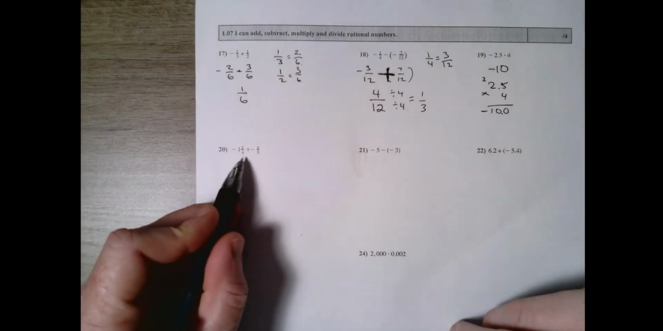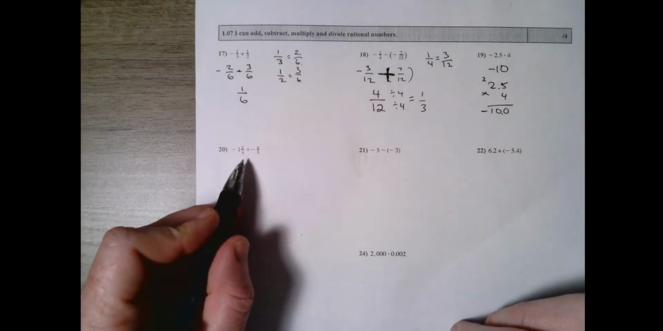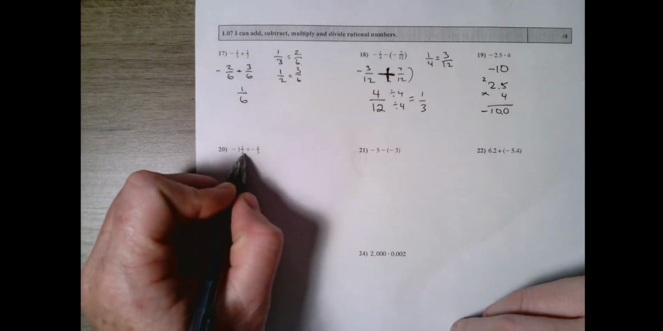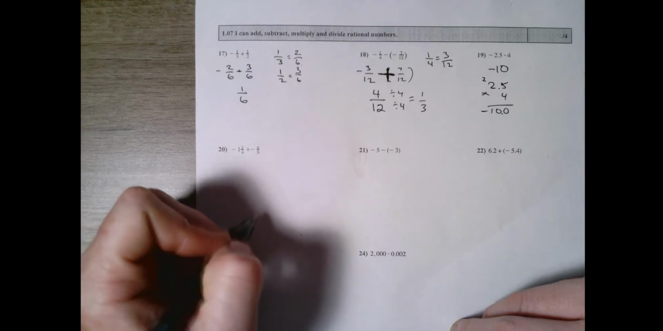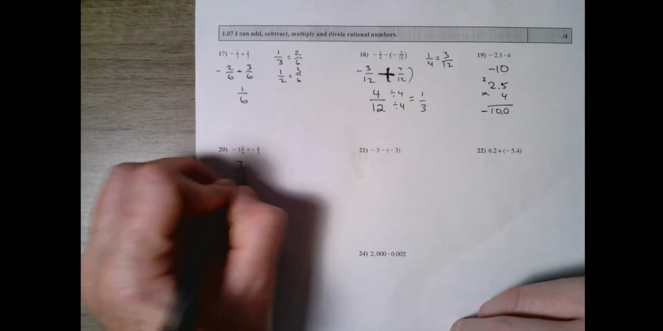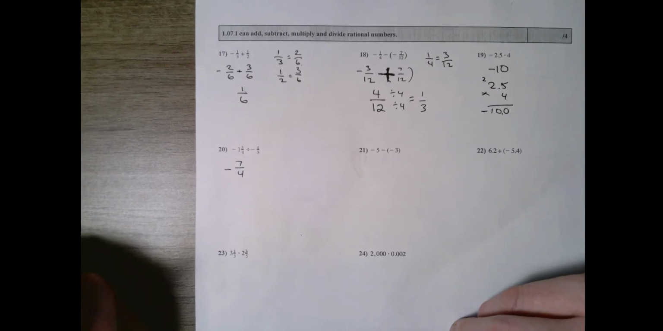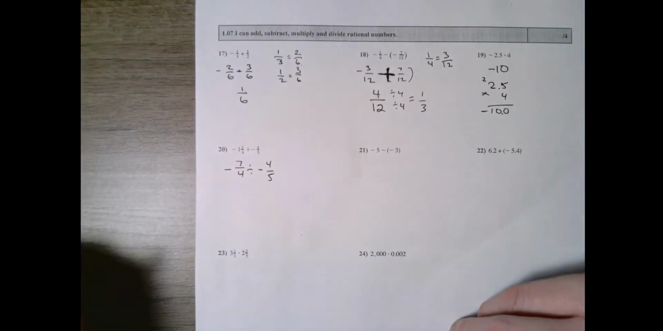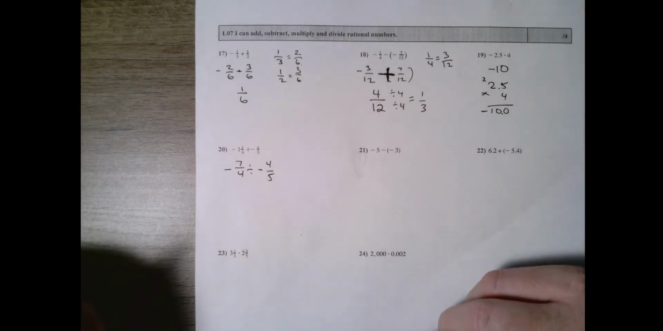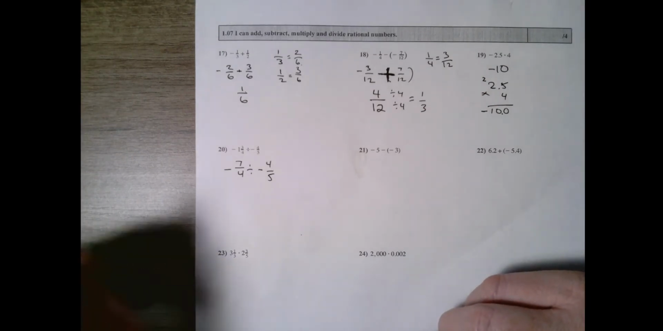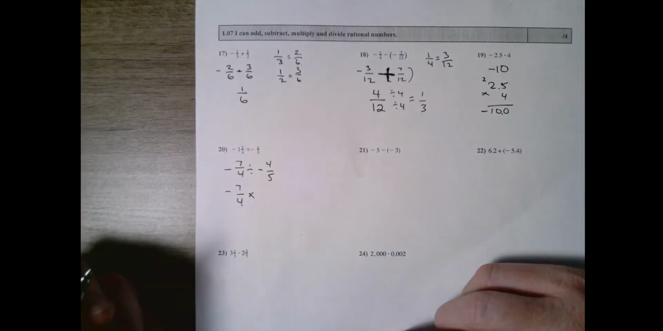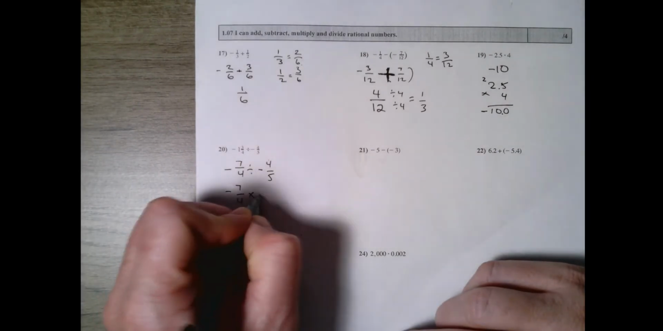Now here, we need to convert these into improper fractions. So this is going to be 4 times 1 and then add 3. So that's 7/4, negative 7/4, divided by negative 4/5. Remember, when we divide fractions, we need to multiply by the reciprocal. So the first fraction stays the same, and we're going to multiply by the reciprocal. Reciprocal just means to flip. It doesn't change the sign.